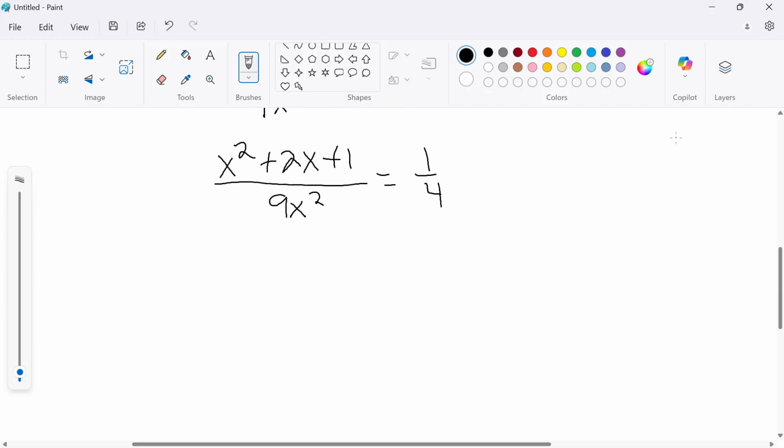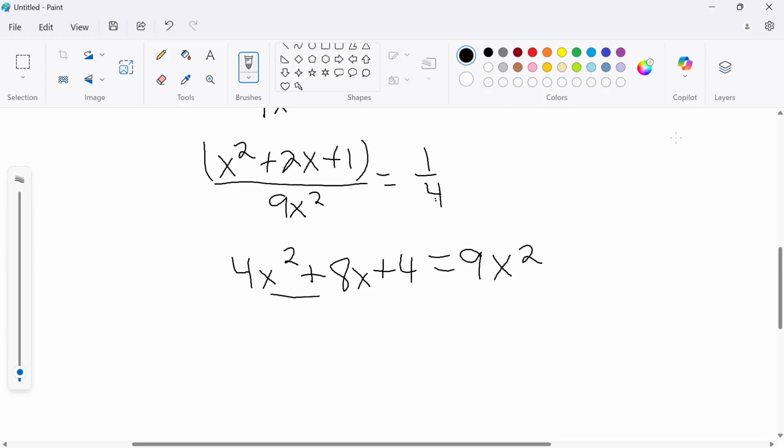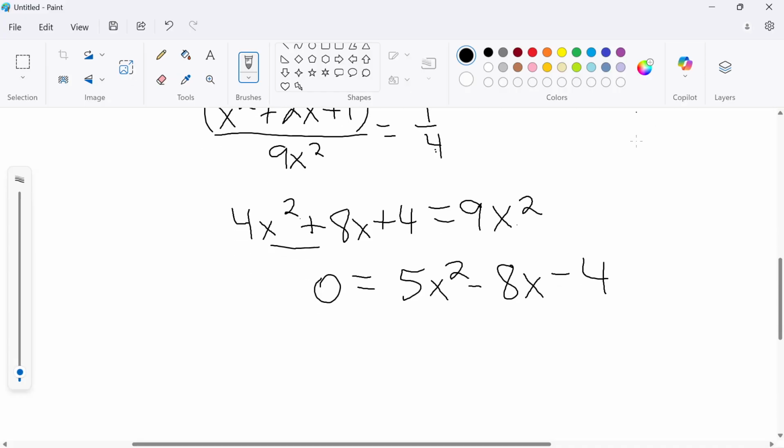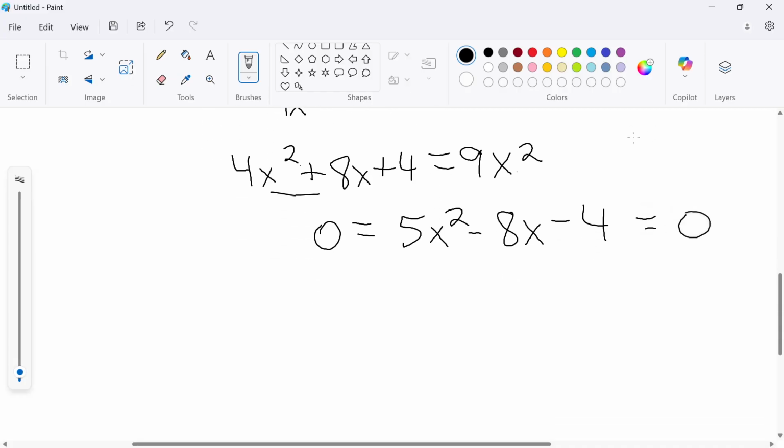Well, one fraction equals another, cross multiply. I'm going to multiply 4 times this. I'll just distribute right away. It's 4x squared plus 8x plus 4 equals 9x squared times 1, which is 9x squared. And now I will subtract everything on the left from the right. So 9x squared minus 4x squared is 5x squared minus 8x, subtracting 8x and 4 from both sides, equals 0. I could put the 0 on the other side.